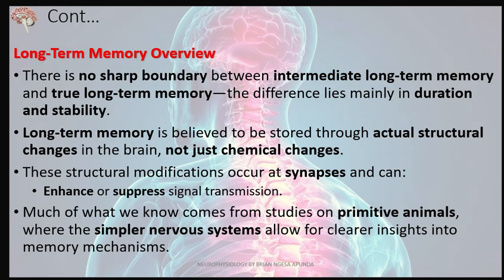In the long term, there is actually no sharp difference between the intermediate long term and the true long-term memory. The difference lies mainly in the duration and the stability. So if you are able to have these chemical changes persist for a longer duration, you are likely to achieve some long-term memory. A good way of suggesting that is that you are likely to sustain these chemical changes by forming some new neurons. That's why some literature suggests that, let's have these two scenarios.